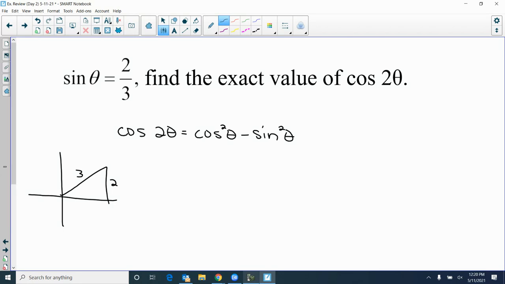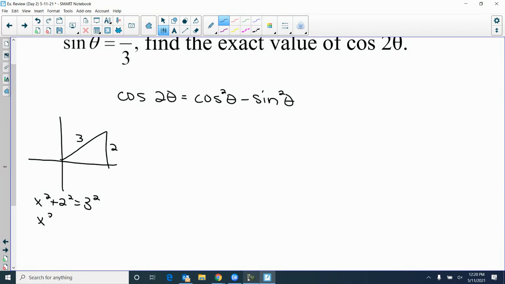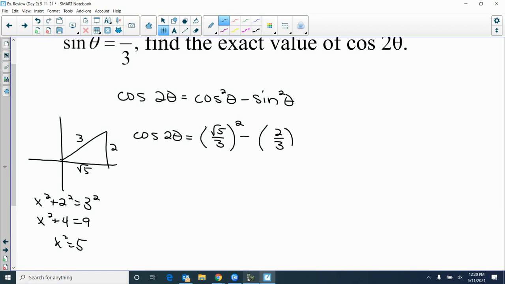Okay, do your right triangle. A squared plus b squared equals c squared. So it's going to be x squared plus 2 squared equals 3 squared. X squared plus 4 equals 9. X squared equals 5. So you're going to get the square root of 5 there. Okay, for that one, cosine 2 theta is going to be square root of 5 over 3 quantity squared minus sine squared, which is 2 over 3 quantity squared.